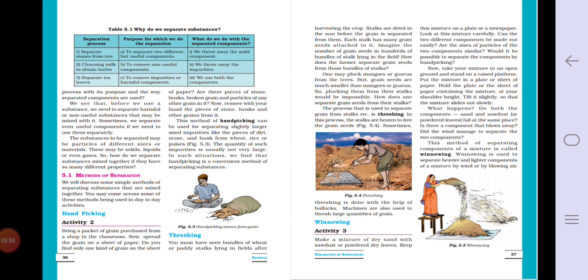After that you see many stalks lying in the fields. Stalks are dried in the sun before the grain is separated from them. आता जर व्हीट घेतलं तर व्हीटचा जो वरचा बाजू आहे, it is cut into half by harvesting process, then it is dried in the sun. Each stalk has many grain seeds attached to it. Imagine the number of grain seeds in hundreds of bundles of stalk lying in the field. How does the farmer separate grain seeds from those bundles of stalks?